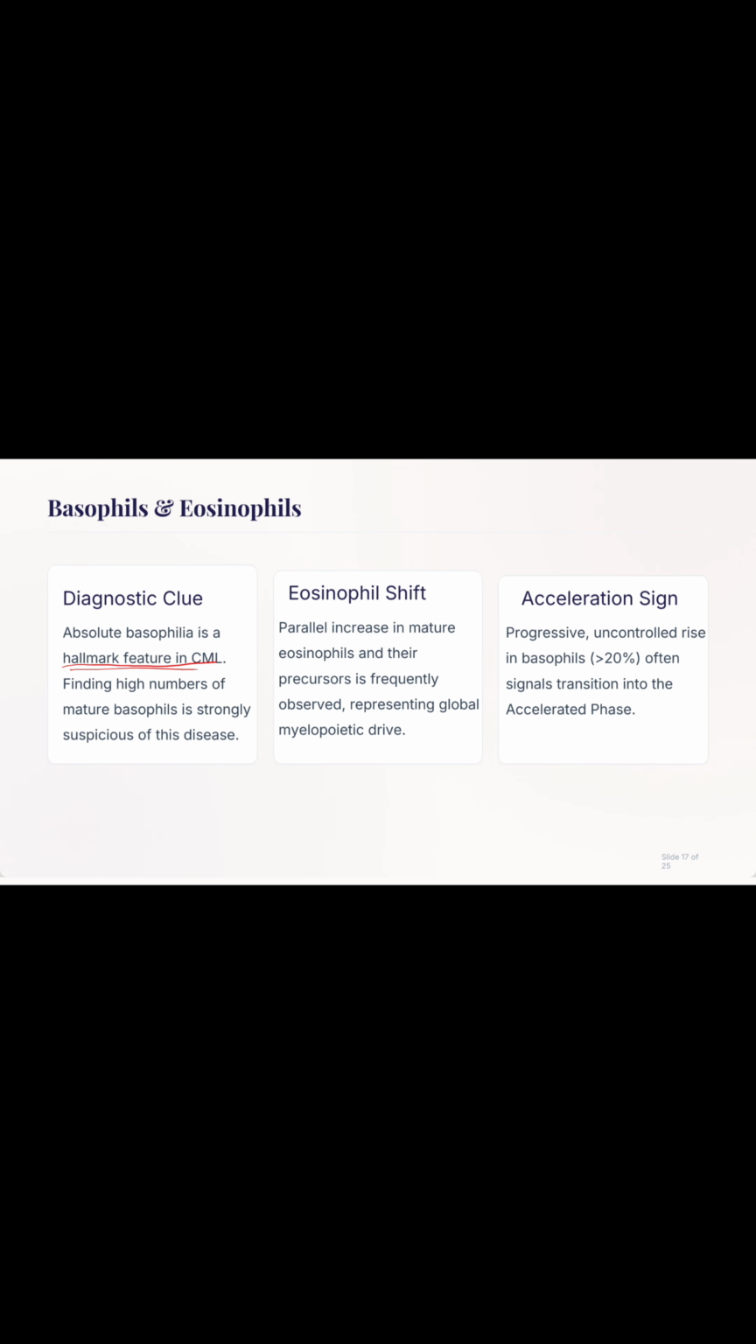Acceleration sign. Progressive uncontrolled rise in basophils, that is more than 20%, often signals transition into accelerated phase. Normally, basophils are seen in 0 to 1% in the peripheral smear.